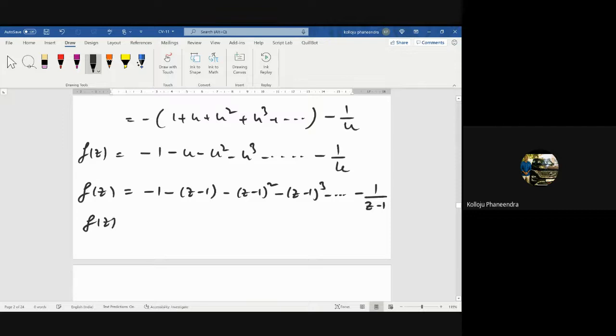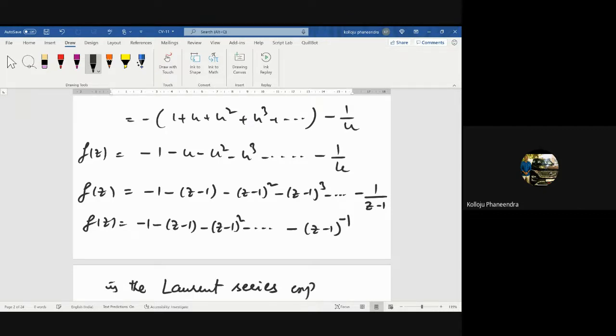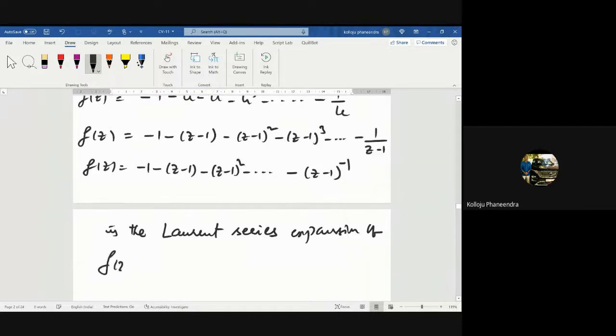That is nothing but minus 1, z minus 1, z minus 1 whole square and so on, minus 1 by z minus 1. Only one negative power is there. Positive powers are infinite, negative power is only one. Since positive and negative terms are both there, this is the Laurent series expansion of f of z about z equal to 1.